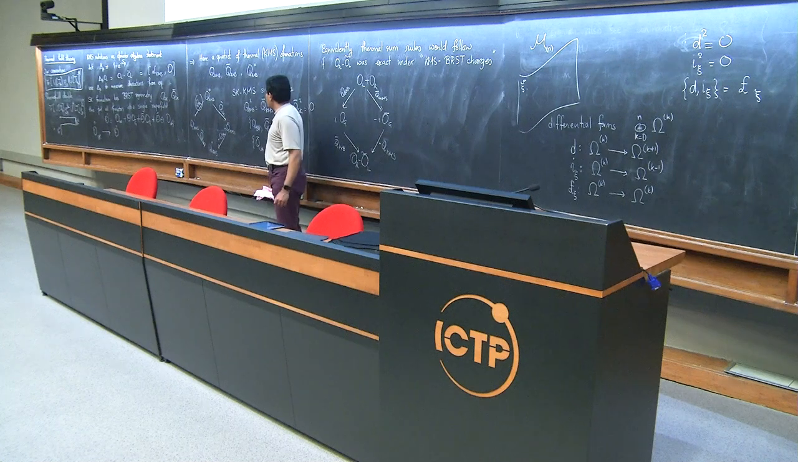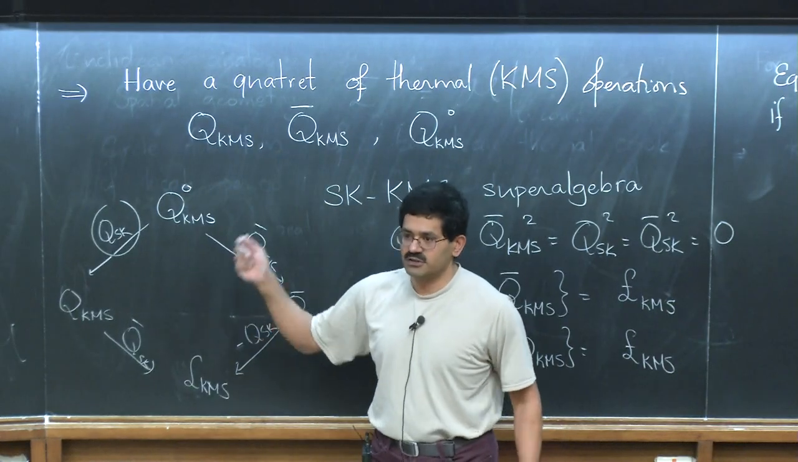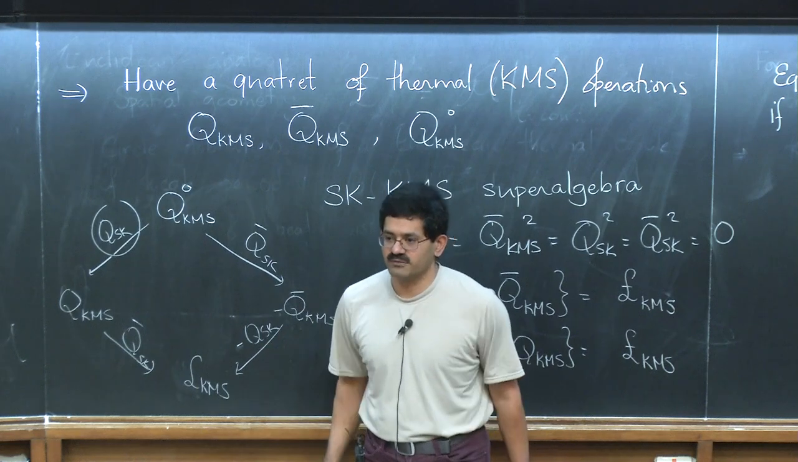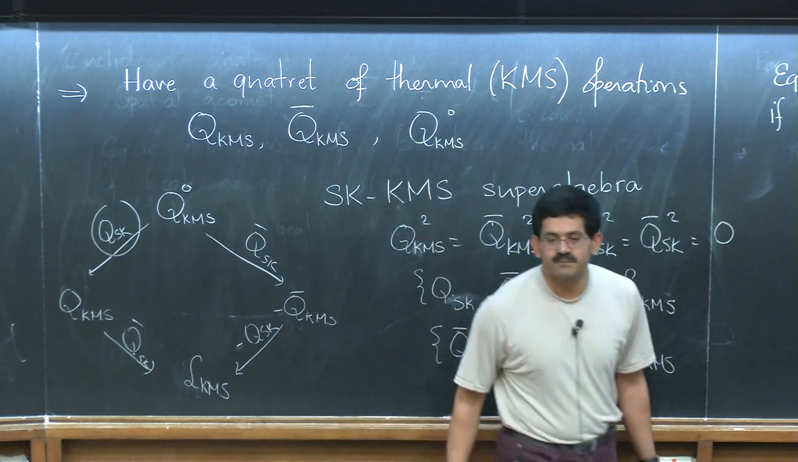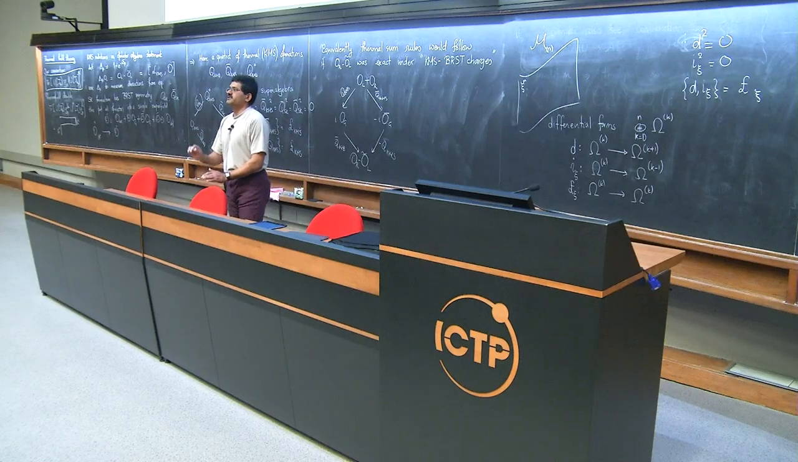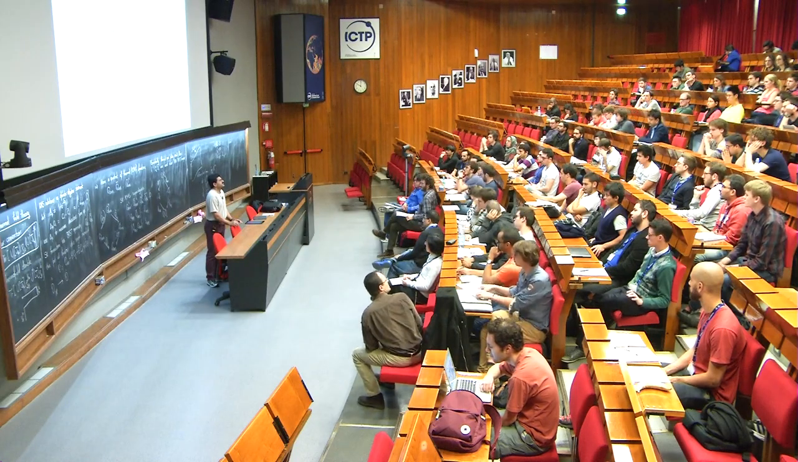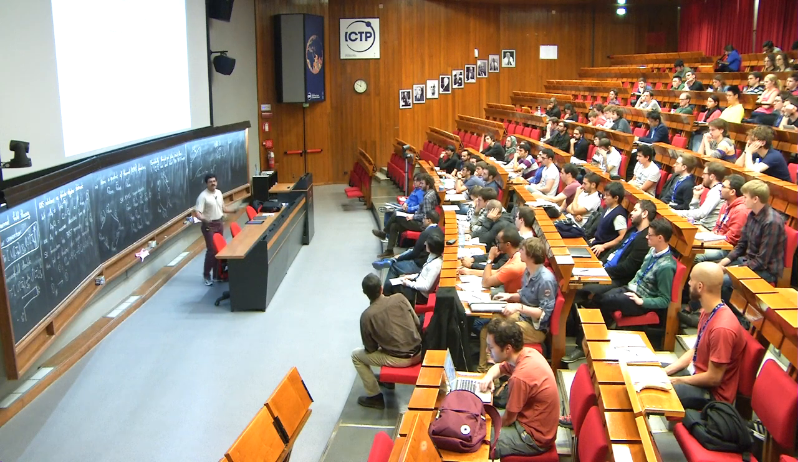So I wasn't going to do this, but the right way to think of this is to do another redefinition of this algebra and talk about the Cartan charges associated with linear combinations of QSK and Q bar KMS, and then I'll think of this as a gauge theory, which is essentially what I'm going to do next time. Sorry if that was too fast for other people, but it's not going to be relevant for what I'm going to do. Any other questions? Okay, I think I'm done for the day.